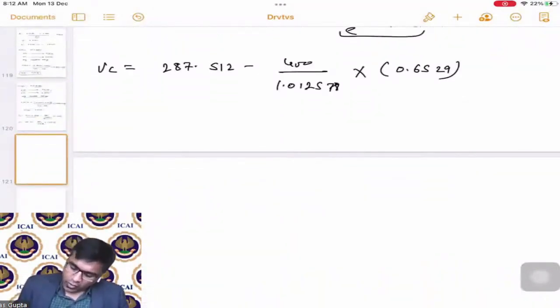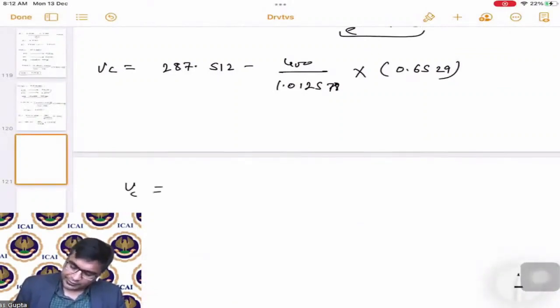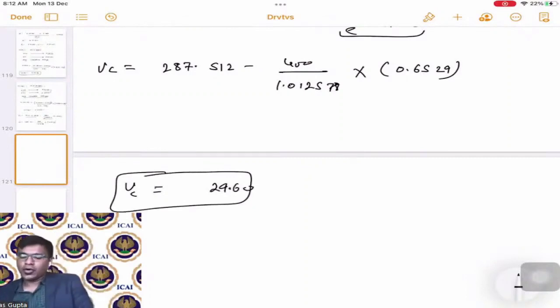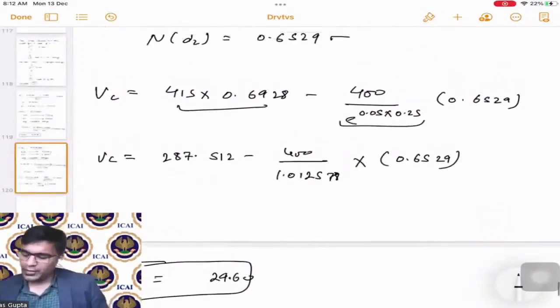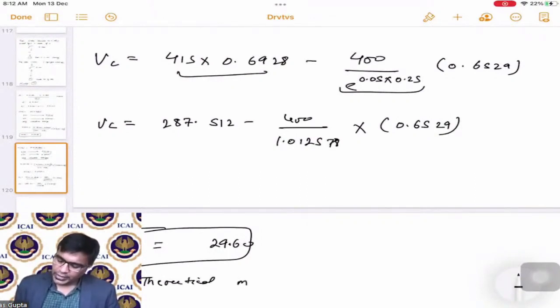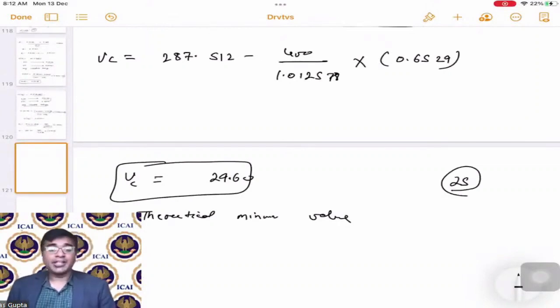So the value of call option comes out to be 29.60. This is the value of call option as per the Black-Scholes model. This is also called the theoretical minimum value, because we have calculated it through the valuation procedures. Now, actually, it is available at 25 rupees in the open market, something which has a value of 29.6 as per all the data that we are given.